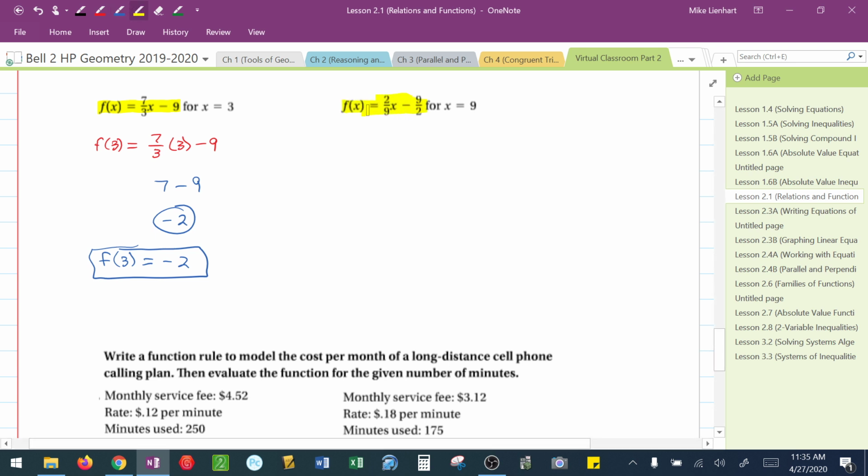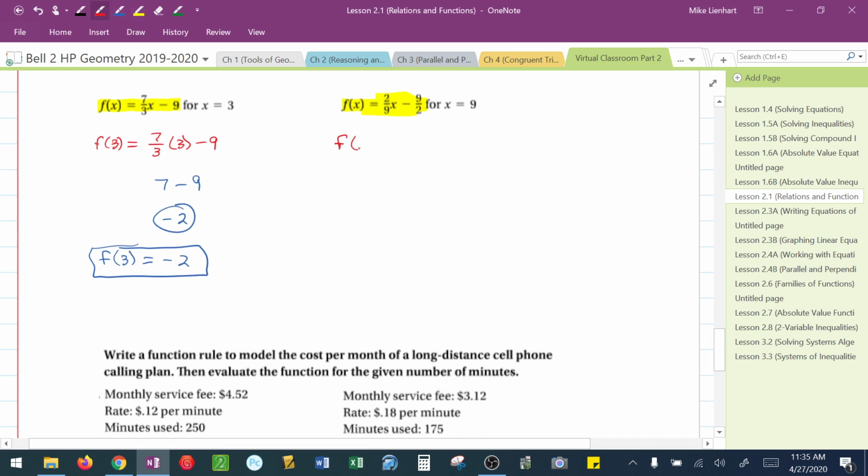All right, here's another function. We're going to substitute in 9. So that's saying find f of 9. This would be 2 ninths times 9 minus 9 halves. I know that 2 ninths times 9 would be 2 minus 9 halves. I have a subtraction of a fraction, so I'm going to rewrite this with a common denominator of 2. The 2 over 1 becomes 4 minus 9, which tells me this evaluates to negative 5 over 2.